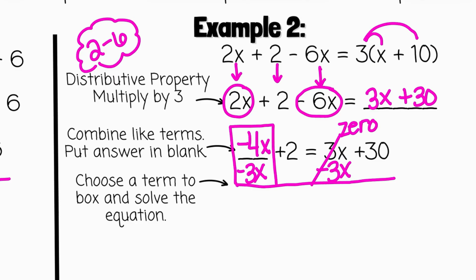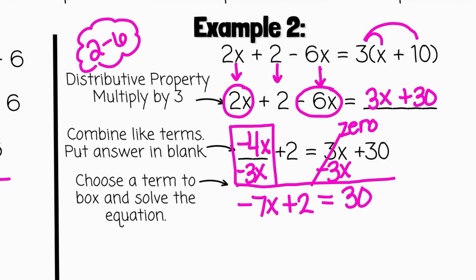Okay, 0 pair there. Negative 4x subtract 3x gives me negative 7x. And then copy down the rest of the problem. Just make sure you keep it all in order. So plus 2, then comes the equals, then comes positive 30.